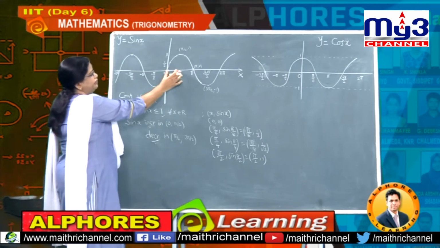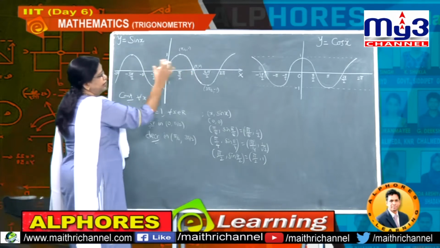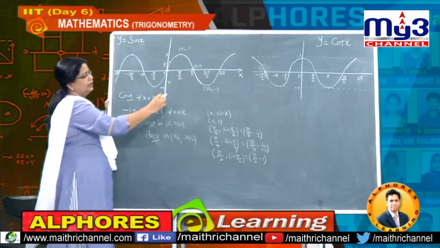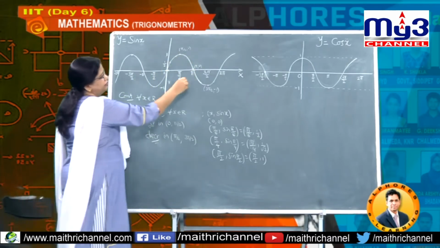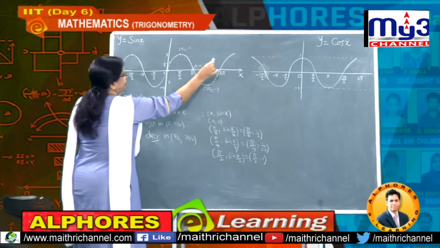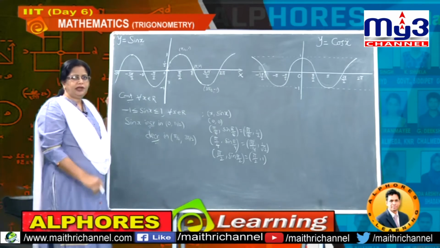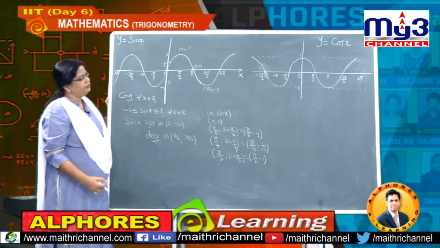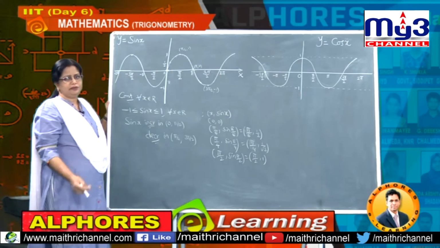So in the first quadrant sine increases, and in the second quadrant, pi by 2 to pi, it is decreasing. Even in the third quadrant it is decreasing. 3 pi by 2 to 2 pi we considered as the fourth quadrant. And in the fourth quadrant what is happening? It is again increasing, quadrant-wise if you take.